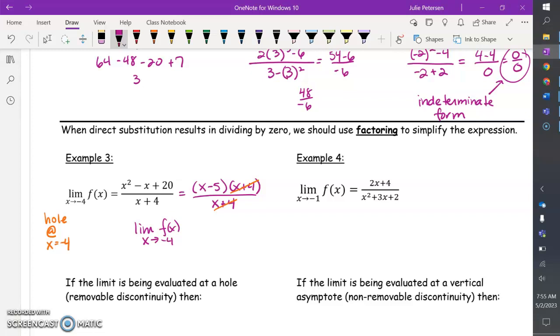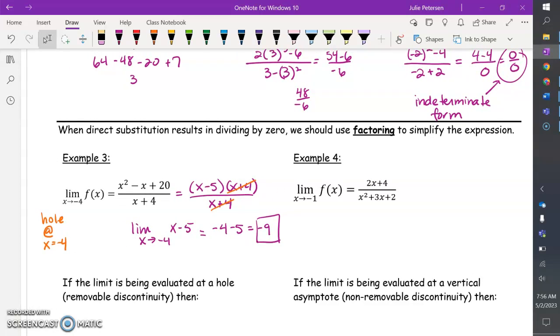And now the function is just the x minus 5, because the x plus 4 canceled out. So now I can do direct substitution. And I can say, all right, well, if I just plug in negative 4 for that x, I get negative 4 minus 5, which is negative 9. And that's what we can say the limit is. So even though there's a hole in this graph, which we found by factoring and simplifying, if we were to graph it, we'd see that on either side of that hole, the y value is approaching negative 9, even though it doesn't equal it.